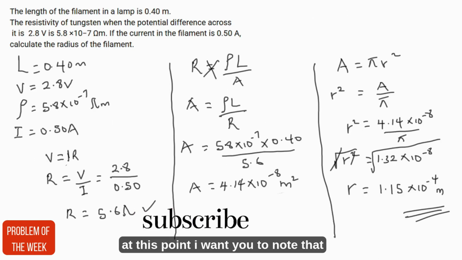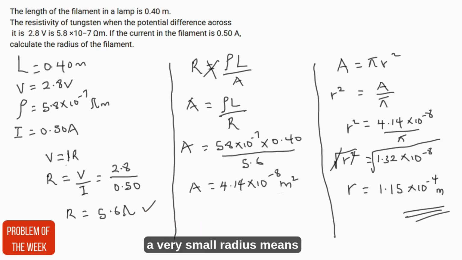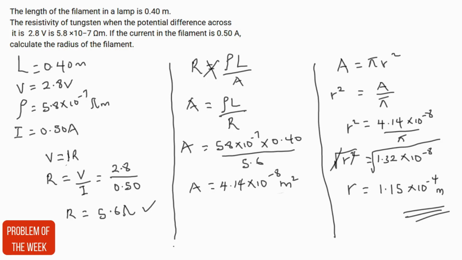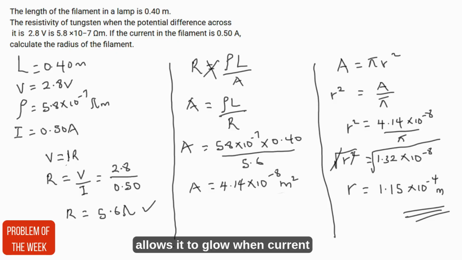At this point, I want you to note that a very small radius means that the filament is thin, which increases resistance and allows it to glow when current passes through it.